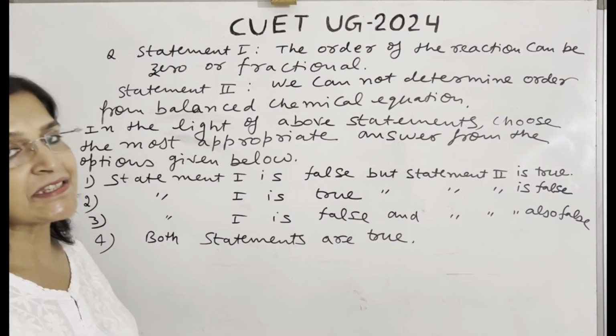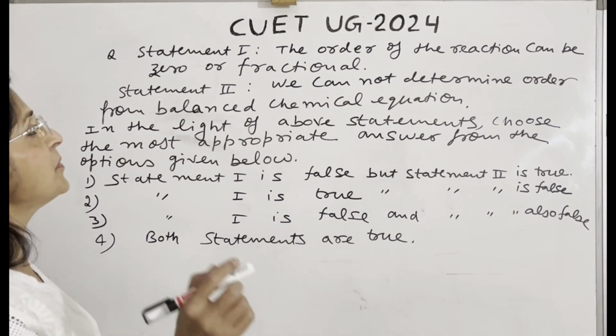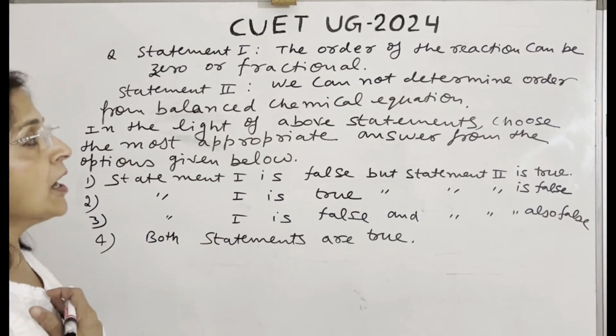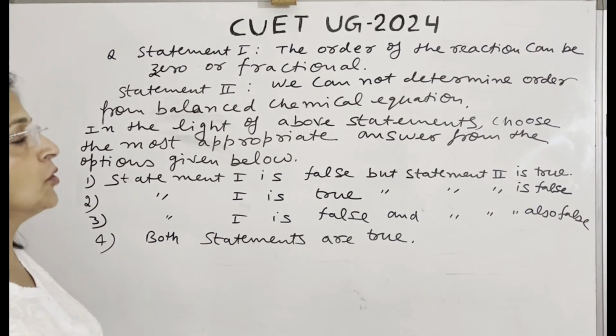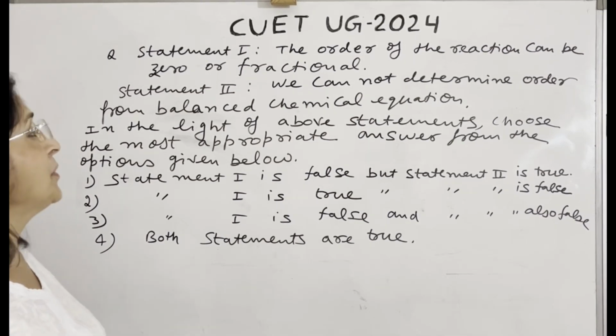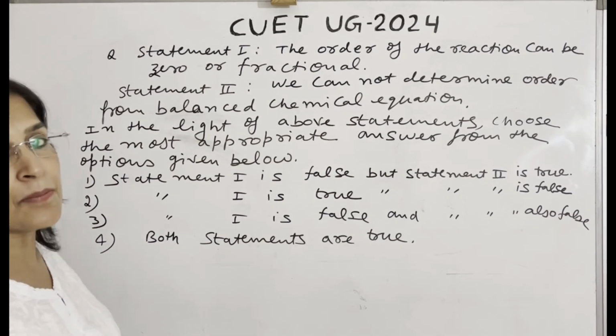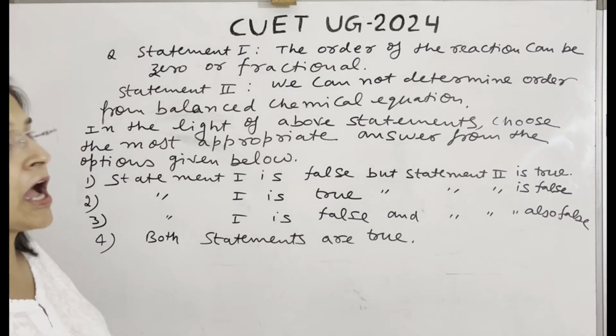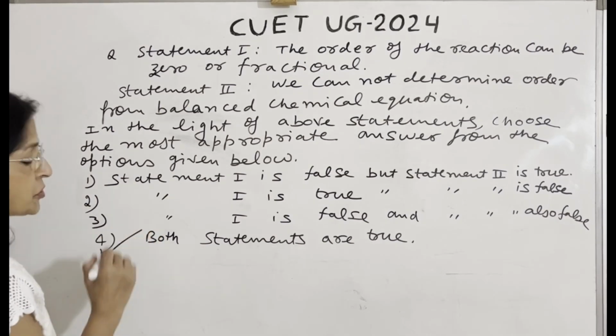Next question, this is a statement type question. Statement 1 is given to us. The order of the reaction can be 0 or fractional. This statement is true. I will give you examples. And statement 2 is we cannot determine order from the balanced chemical equation. This is also true. Fourth option is true.